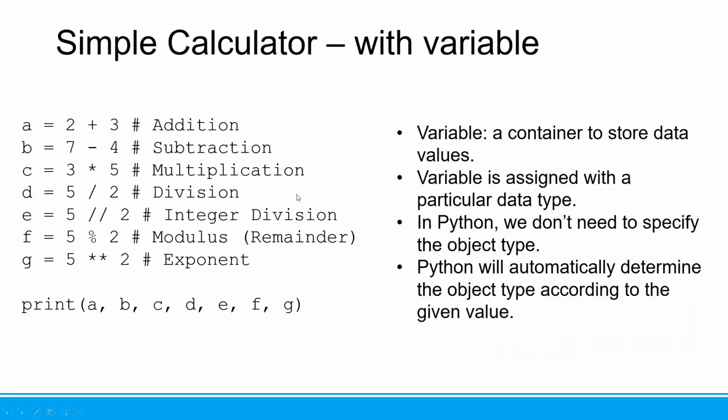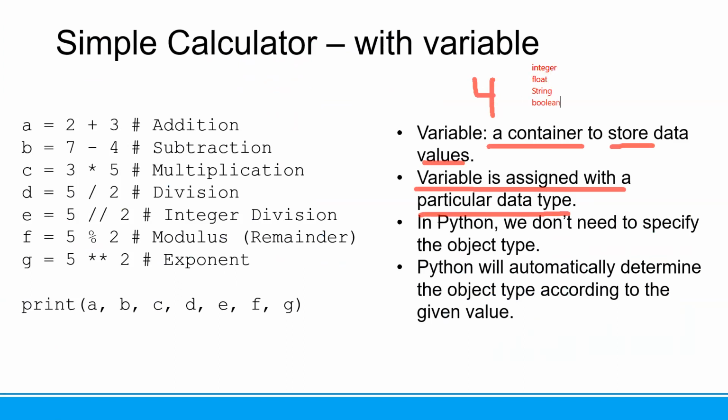So what is a variable? A variable is a container or a place to store data values. A variable is assigned with a particular data type. If you still remember, we have at least 4 data types in Python. First is integer, and then we have float, and then string, and then boolean. Those basic 4 data types, we will use for creating any program.